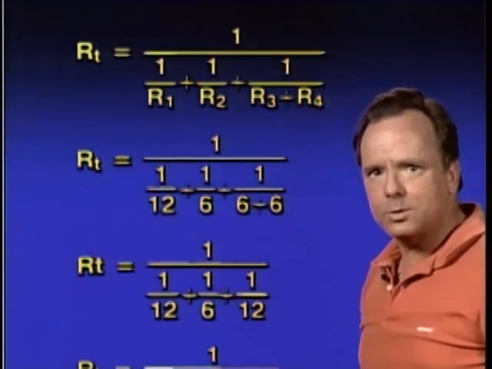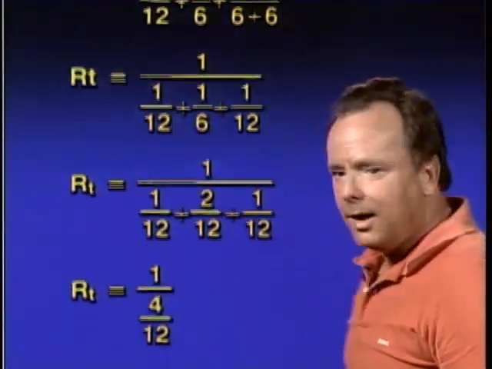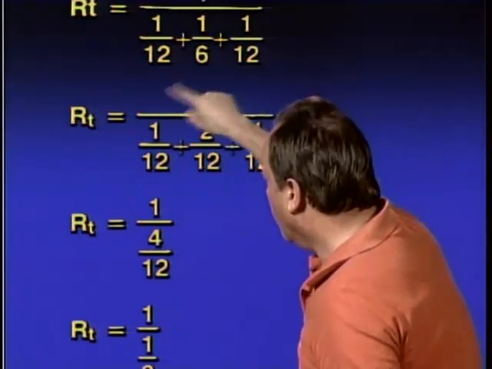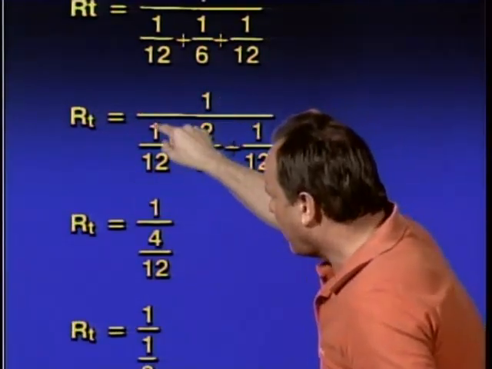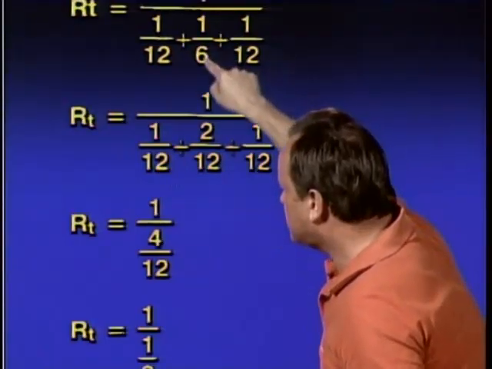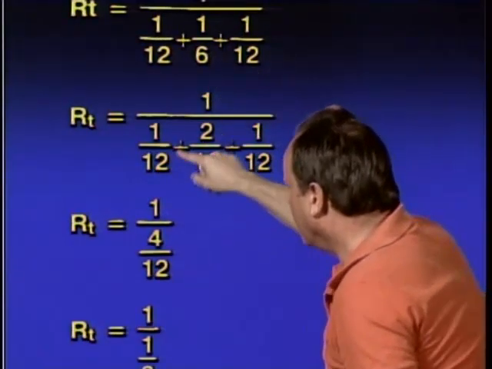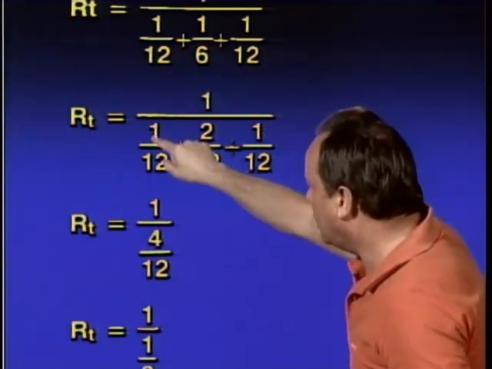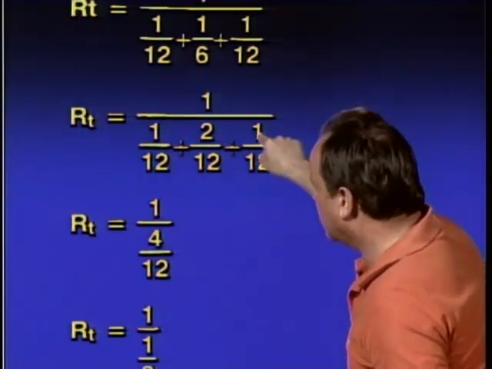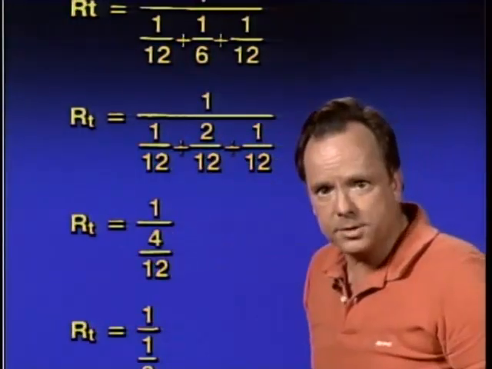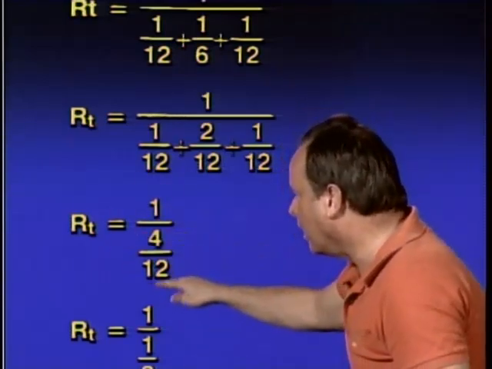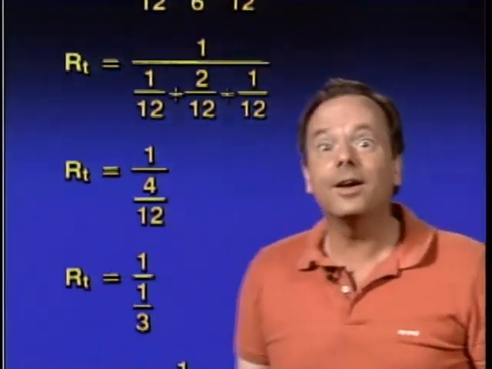Let's take a look at the next one down here. We have now RT is equal to 1 over the fraction 1/12 plus 1/6, but that's 2/12 plus 1/12 because that became 1/12. And so 1 plus 2 plus 1 comes out to 4/12. So now the total resistance is equal to 1 over the fraction 4 divided by 12.